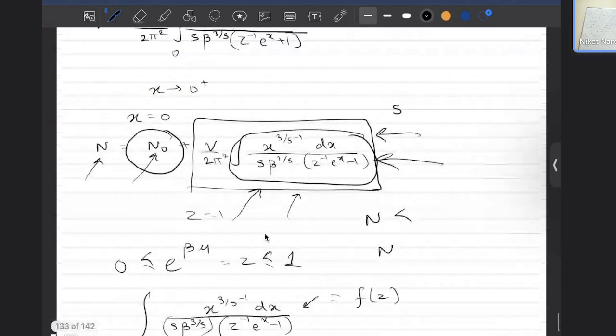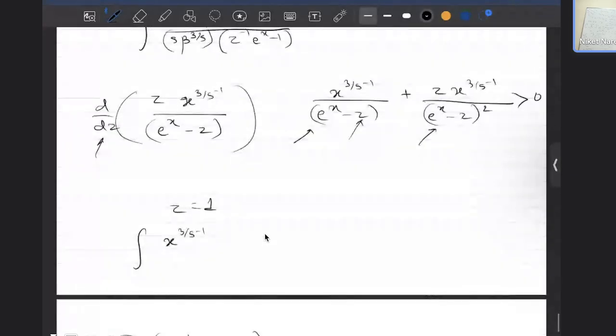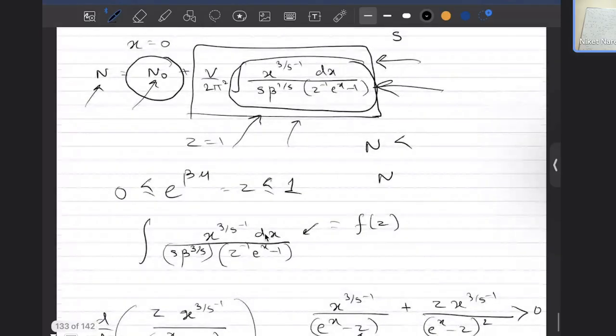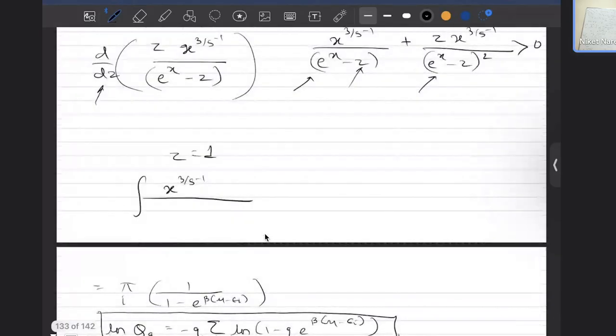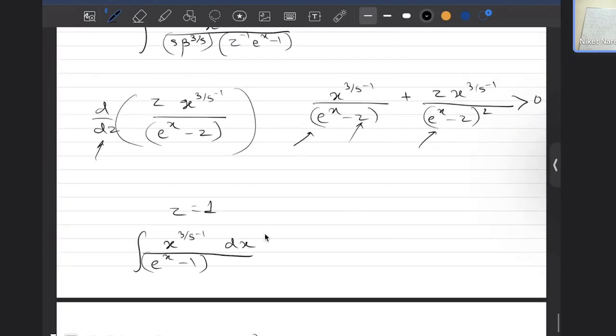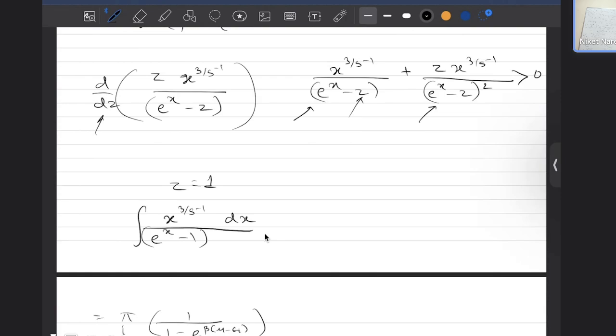Okay, so let's study this function. I hope you did understand this argument. I don't need s and beta and all. I'm taking z equal to 1. So this is x to the power 3 by s minus 1 over e power x minus 1 dx. Where will this attain its maximum value? I am taking z equal to 1, so this function already is at its maximum. There is a possibility of this diverging at x equal to 0, because there is a pole here, basically very close to x equal to 0.